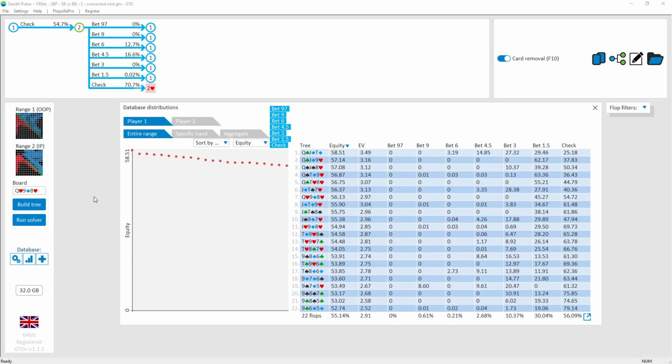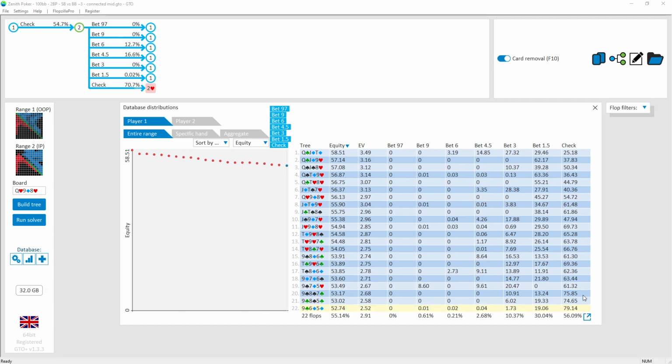Today we'll be continuing our discussion of small blind versus big blind 2-bet pots. And we'll specifically be looking at the turn probe and river probe lines in the connected mid board type. So as we remember from the last lecture, the check through line is very common on the flop. And it's very common because there's a lot of equity to protect.